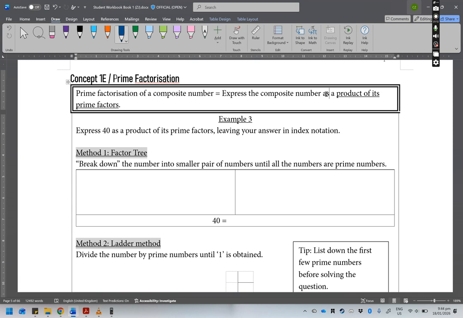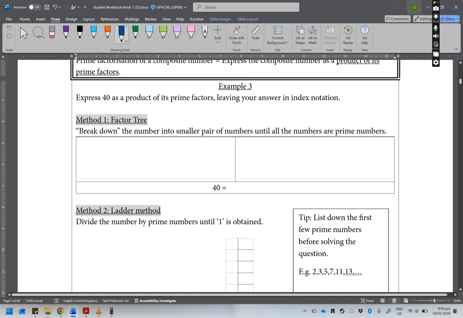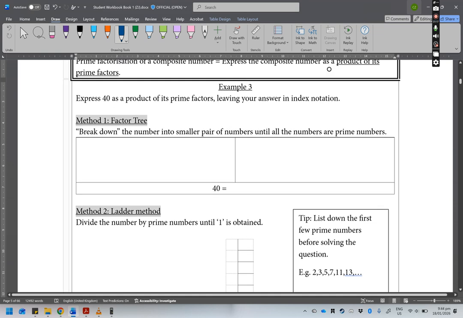So how do we do this? There are two methods. Number one is the factor tree, which is not my preferred way to prime factorize. But what you do is think of it as dividing, you're just breaking down the numbers into smaller pairs of numbers until all the numbers are prime.